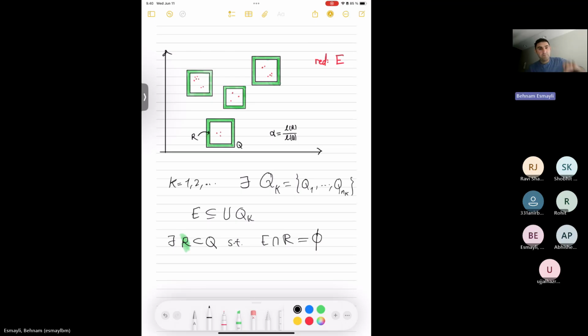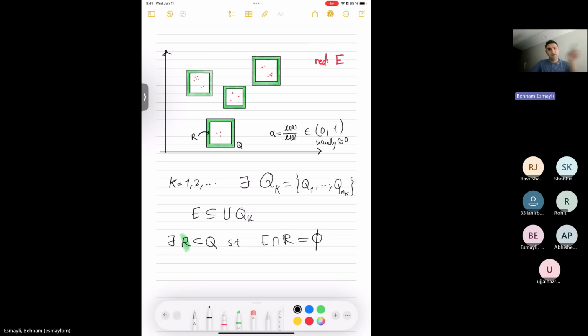And the thicker this ring is, the better, right? Because then I have a thicker buffer zone. So I take this ratio of the length or width of R divided by length of Q to be alpha. So this is a number between 0 and 1. And usually it's very small, almost 0, because it's more and more difficult, right?